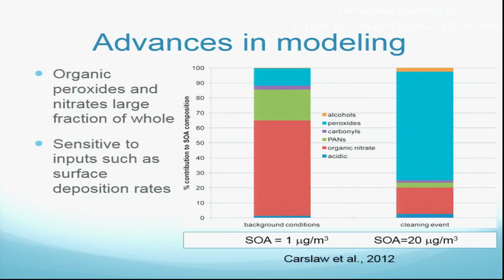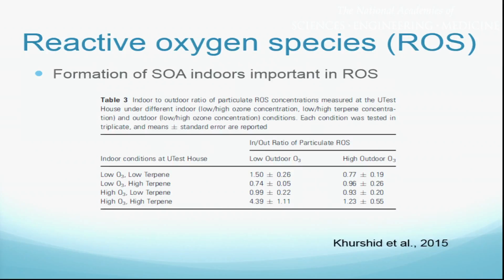But they also recognize that the model is very sensitive to the inputs, and there's still a great deal of uncertainty in the ability to use these models to be predictive of not just the aerosol's mass concentration, but also the composition. In that vein, I wanted to mention this paper by Khurshid et al. The peroxides that are generated in these events can be measured or recognized as reactive oxygen species, which potentially can increase oxidative stress in cells.